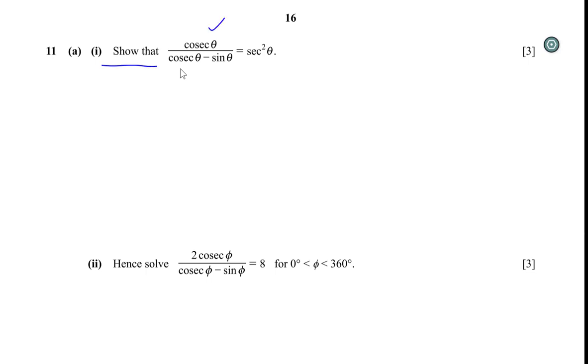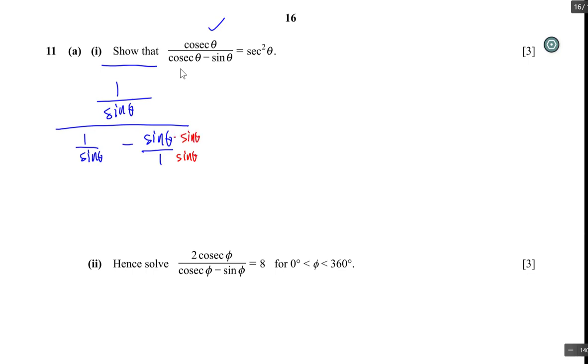Cosec will be 1 over sin theta, over cosec, 1 over sin theta minus sin theta. Okay. So make the same denominator. So this sin theta is over 1, right? So what I will do is multiply by sin theta. So the top still remains the same. Bottom will be 1 minus sin squared theta over sin theta.